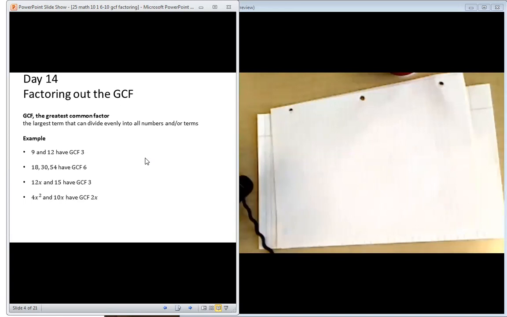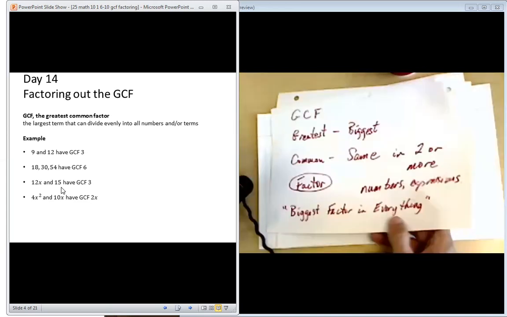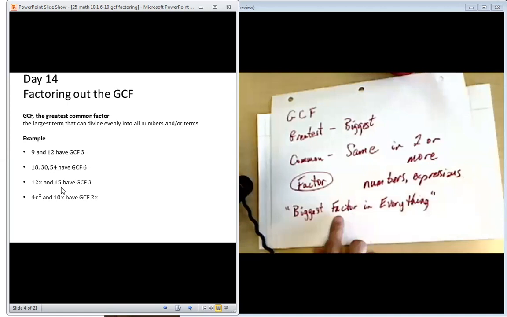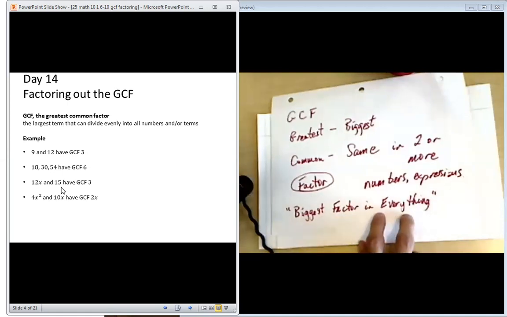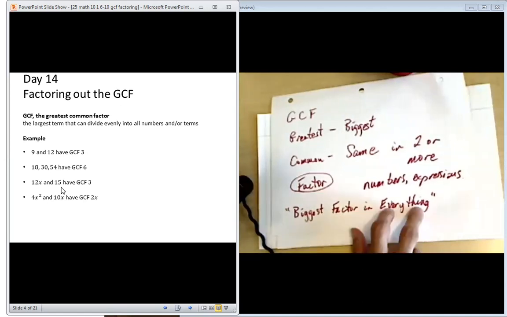Same with these. Notice in the third situation, you might have letters show up as well, and you have to think about those. Okay? But if you look at this first term, there's an x there. Is there an x over here with the 15? No x. All right? So remember, what were you looking for? A factor that's in everything. So x is in the 12x, but not with a 15. So it's not in everything, right?